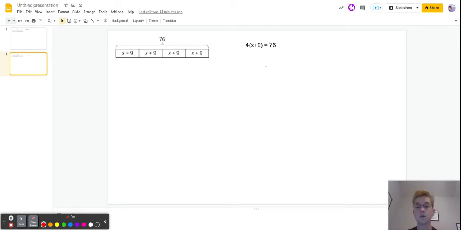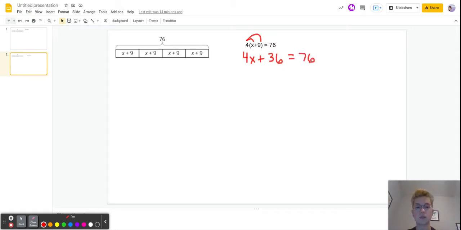Number 1, we can apply the distributive property. We know that we can do 4 times x and 4 times 9. So 4 times x is just 4x, right? We don't know what x is, so we leave it as 4x. There's a plus sign here, so we keep our plus sign. And then we've got 4 times 9, which is 36. And the equal 76 was not affected by the distributive property, so we just rewrite it.